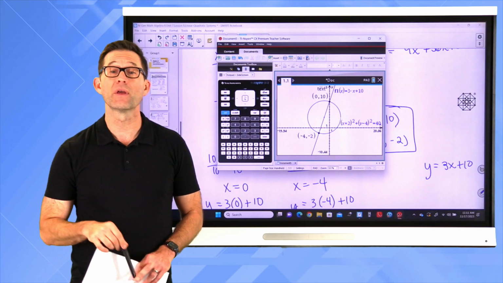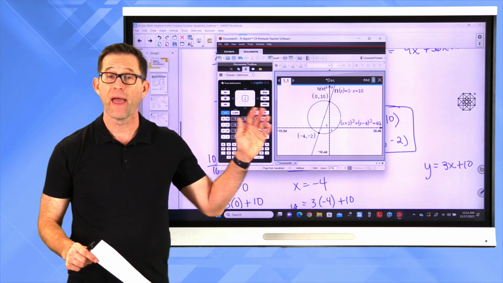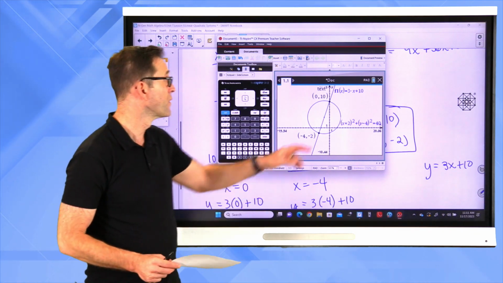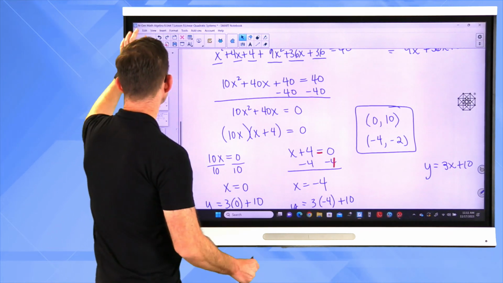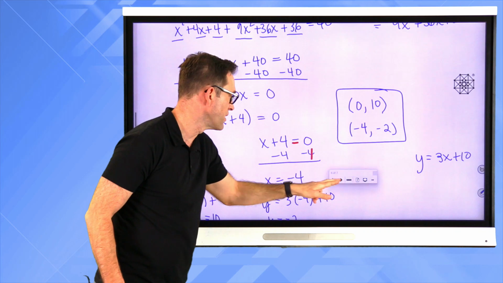The fact that you can graph both a circle and a line in the TI-Nspire, and it will even find the intersection points for you. All right, great way to verify that we have the right answers. Let's go back and let's wrap this lesson up.